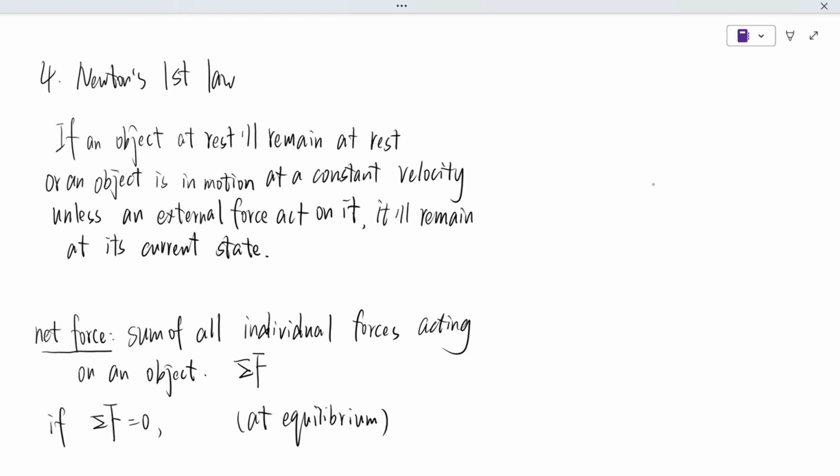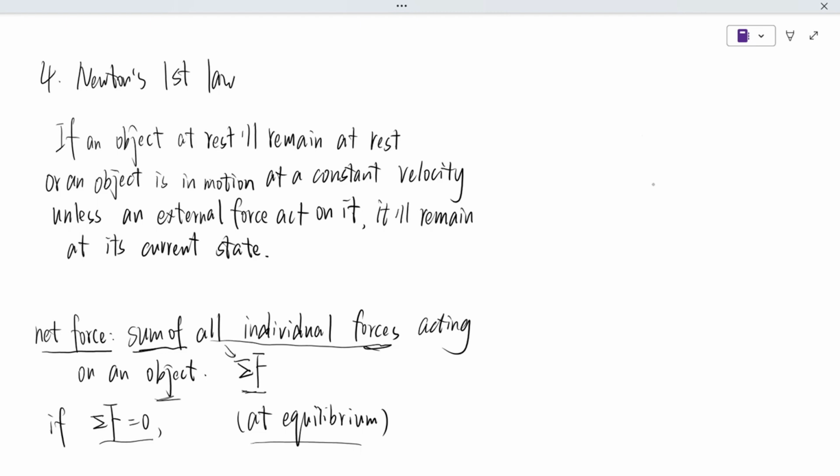When we talk about Newton's first law, the one thing that we can't avoid, the most important thing, is the net force. What is the net force? The net force is the sum of all individual forces acting on the object. We write it like this: sigma F. This is a Greek letter named sigma. If the net force is equal to 0, we can say this object is at equilibrium.